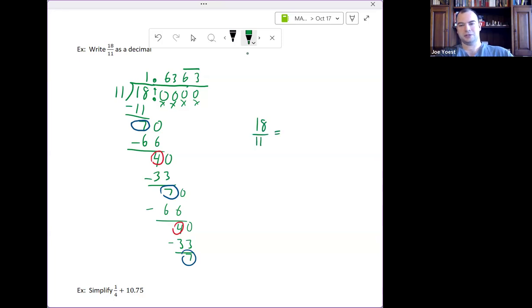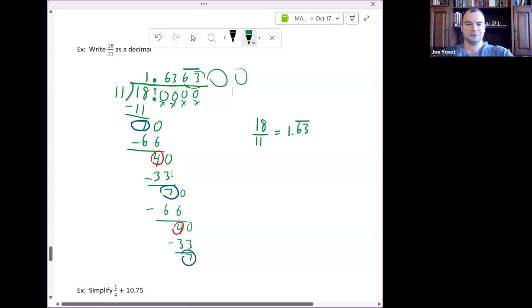So 18/11 is going to be 1.63, where the 6/3 is repeating. I know that this 6/3 is going to make another 6/3 and another, and so on down the line. Any questions on any of this?